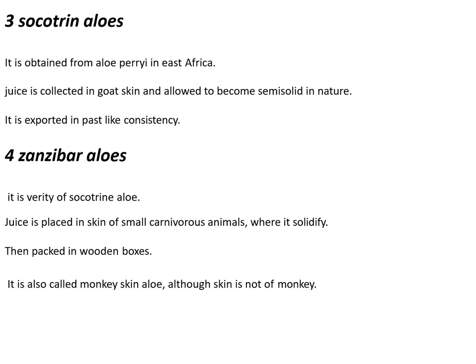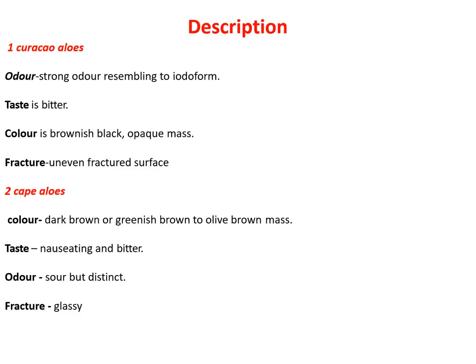Then Socotrine aloes we also get. It is obtained from Aloe perryi, another species of aloe in East Africa, and the aloe we get through Aloe perryi is named Socotrine aloes. Then Zanzibar aloes, which is similar to Socotrine aloes. Juice is placed in the skin of a small carnivorous animal. When it is solidified, it is packed in wooden boxes and then further treated.